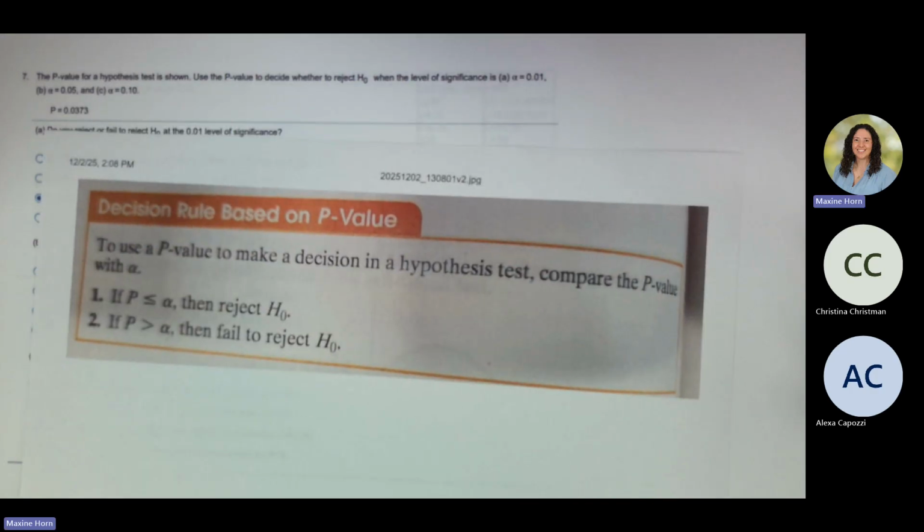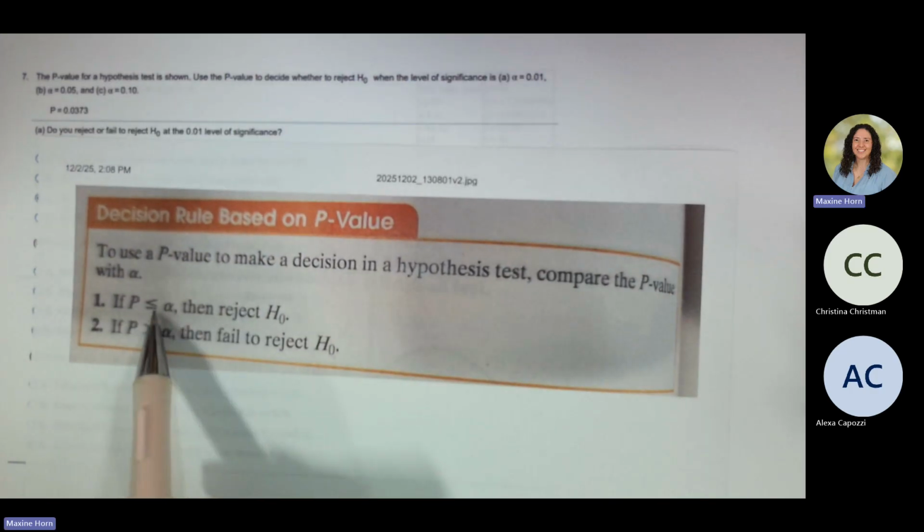All right. I know that these are super small, but the problems are super long here. The p-value for a hypothesis test is shown, so they're just giving us the p-value. Use that p-value to decide whether to reject the null hypothesis when the level of significance is, and they give us 3 different scenarios. So we're going to answer this question 3 different times. We're going back to this rule: is our p-value less than or equal to alpha, or is it greater than alpha?